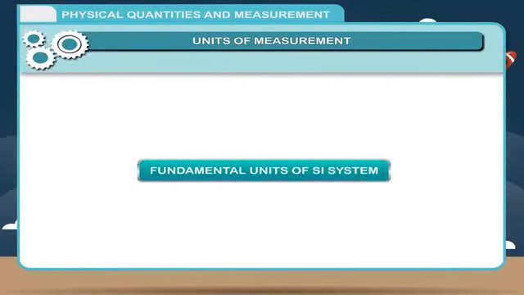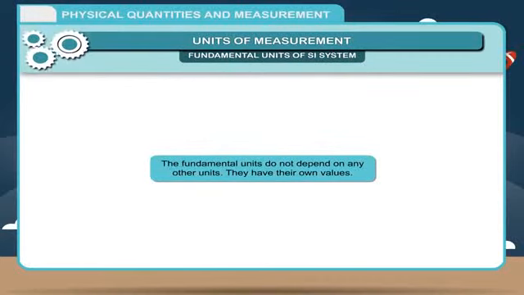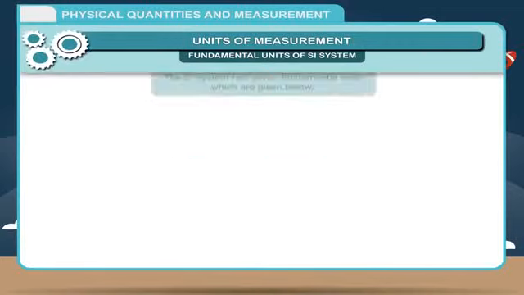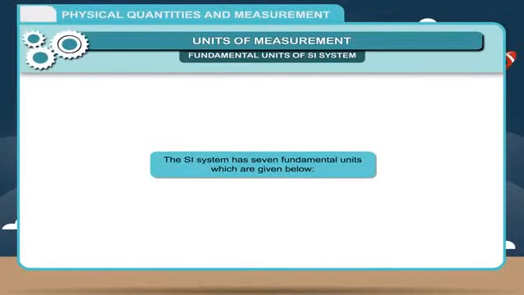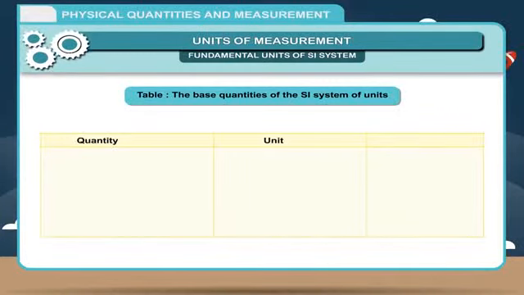Fundamental units of SI system. The fundamental units do not depend on any other units. They have their own values. The SI system has 7 fundamental units which are given below. Table: the base quantities of the SI system of units. Quantity, unit, symbol. Length, meter, m.